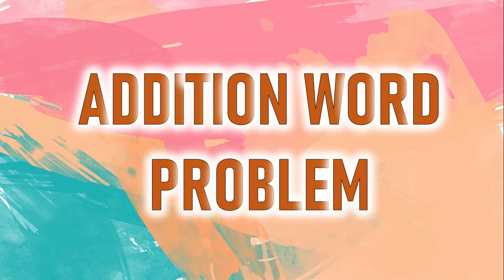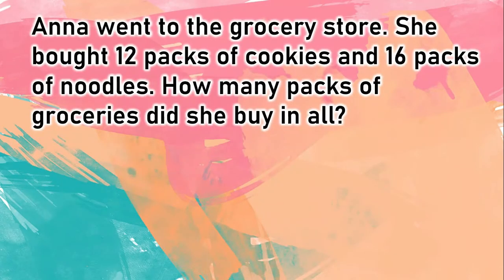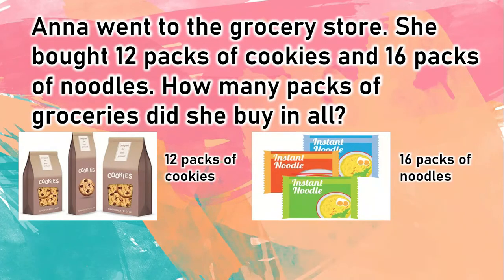The next one would be the addition word problem, because we are done with the subtraction word problems. Anna went to the grocery store. She bought 12 packs of cookies and 16 packs of noodles. How many packs of groceries did she buy in all? It's the same steps as in subtraction. Step two, you get first the given. We have here 12 packs of cookies and 16 packs of noodles. What would be the asked?